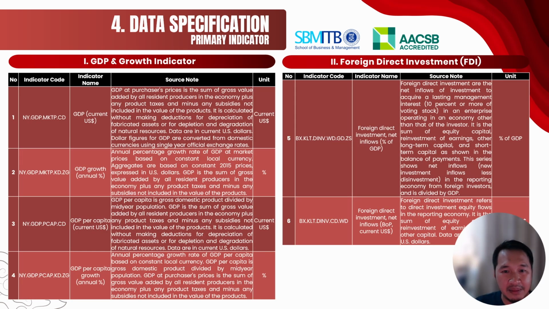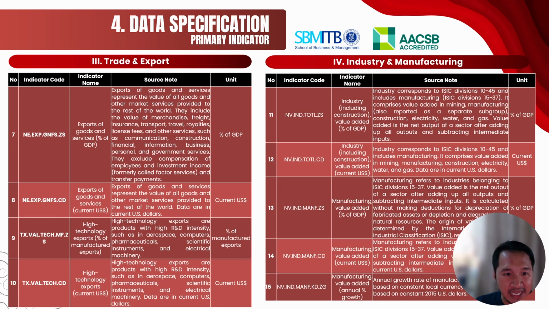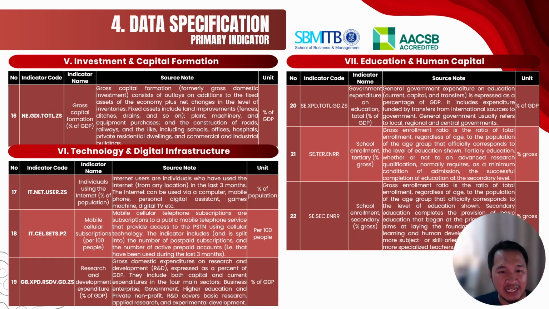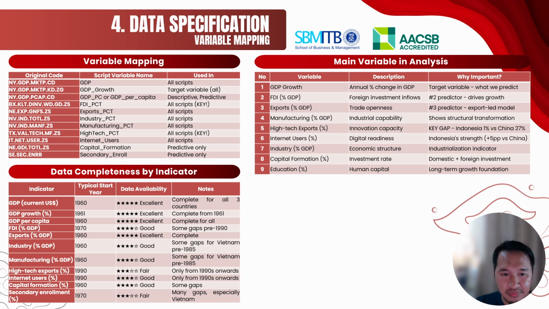Here are the primary indicators that we use to predict and during the analysis. The first is GDP and growth data, and the second is foreign direct investment, or FDI, data. The third is trade and export data. The fourth is industry and manufacturing data. The fifth, investment and capital formation data. The sixth, technology and digital infrastructure data. And the seventh is education and human capital data. Each has variable mapping.